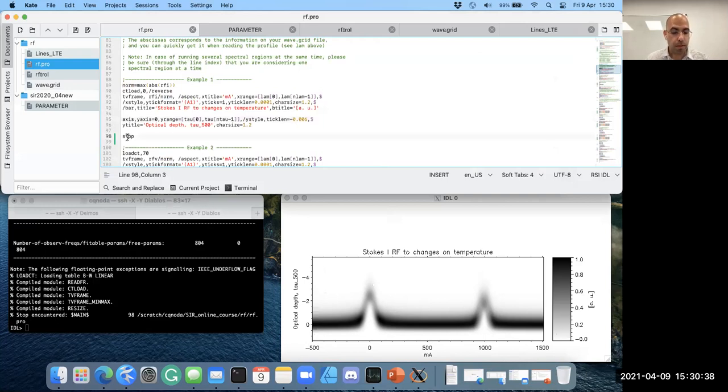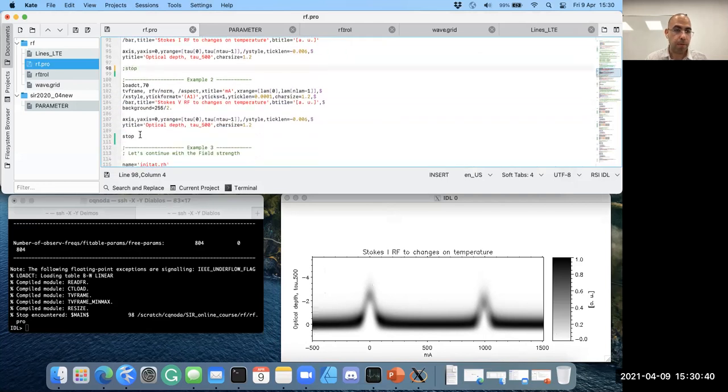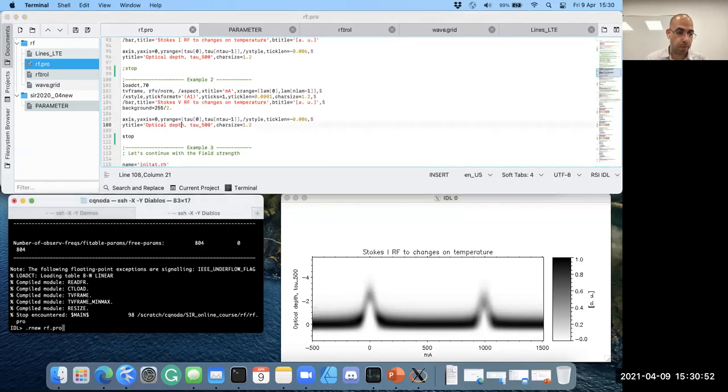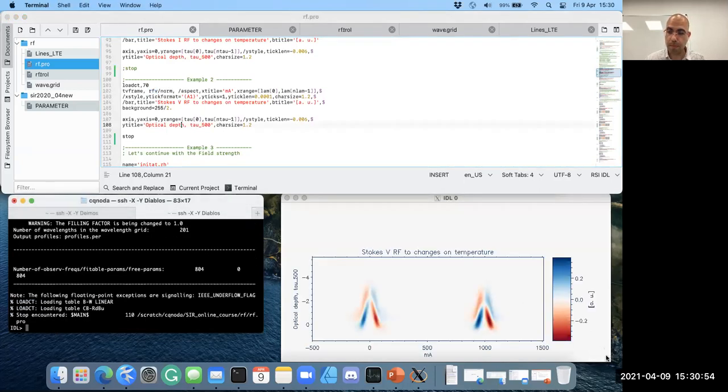So then, as an additional example, I'm doing the same, but now I'm going to show you the Stokes B response function to changes in temperature. So if we do it this way, now I added a different color table because the intensity is defined positive, but the Stokes profiles Q, U, and B can change sign. They can be positive or negative. So the same happens with the response function.